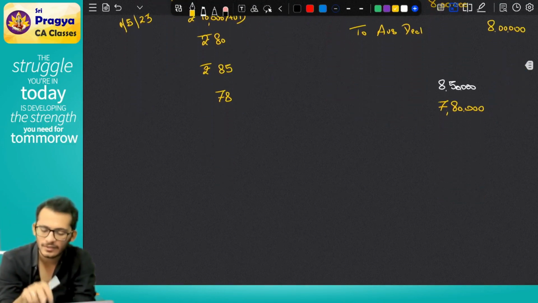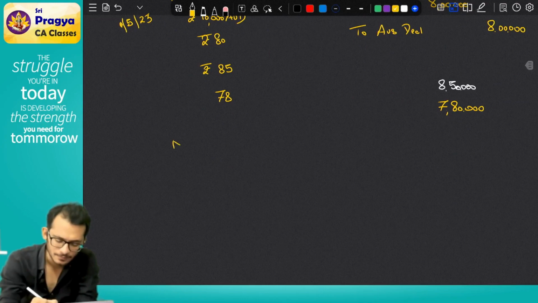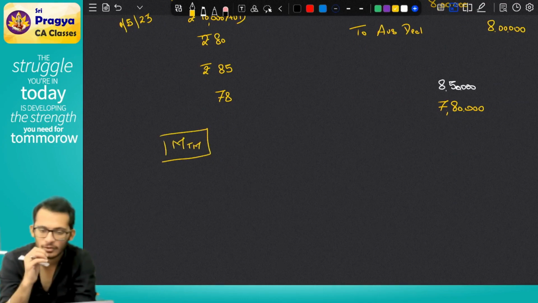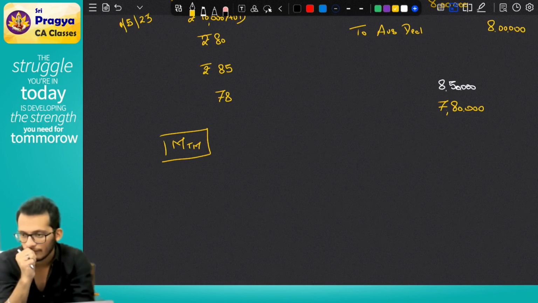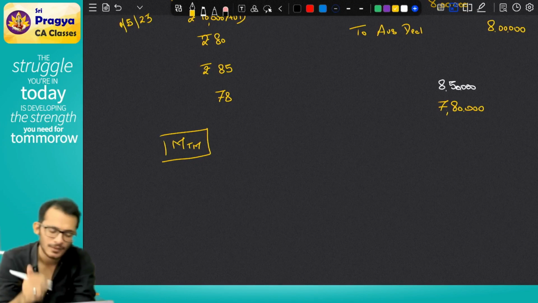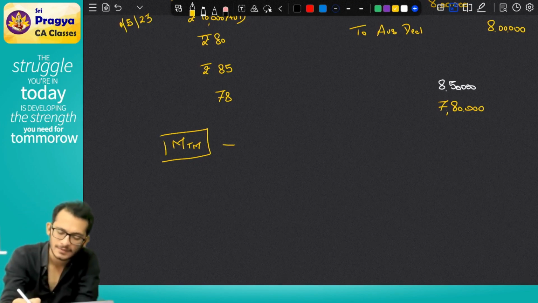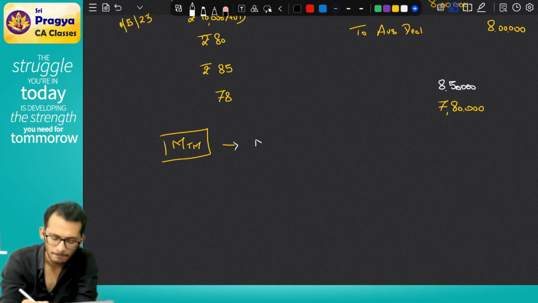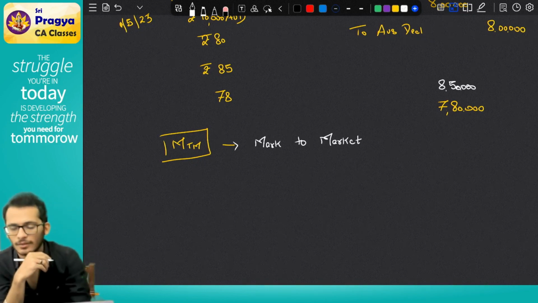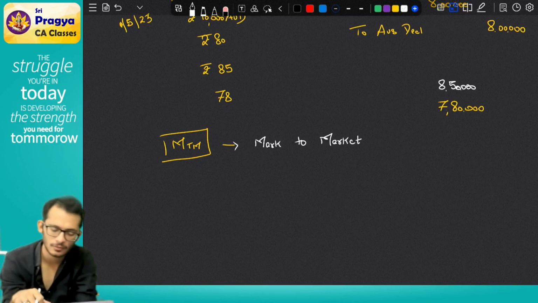Now rule number 2. Accounts has this very weird logic called MTM. Have you heard about this word? Have you heard about this word, Ritanya? No. MTM is called mark to market losses. What is it called? Mark to market. Now, Rahul, what is this mark to market?